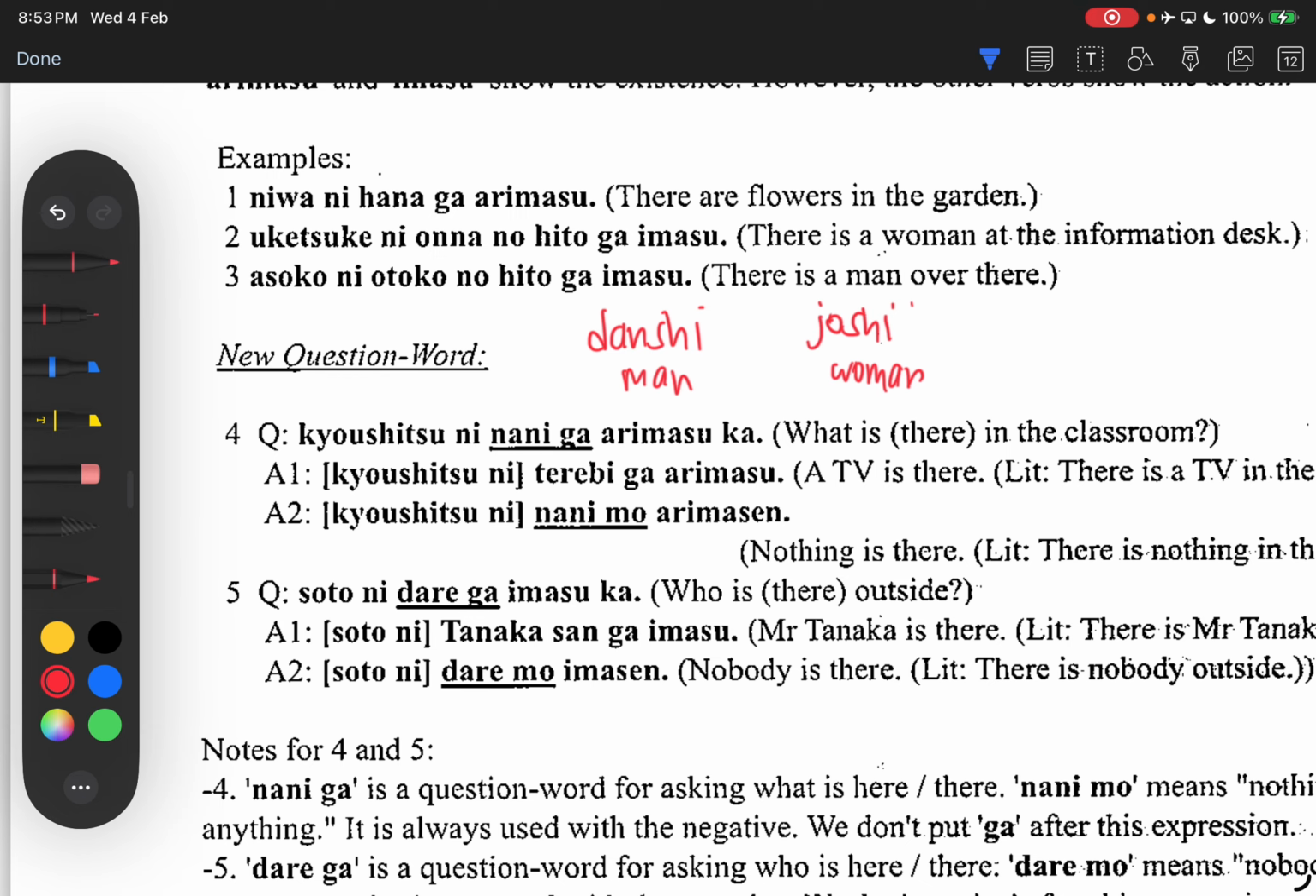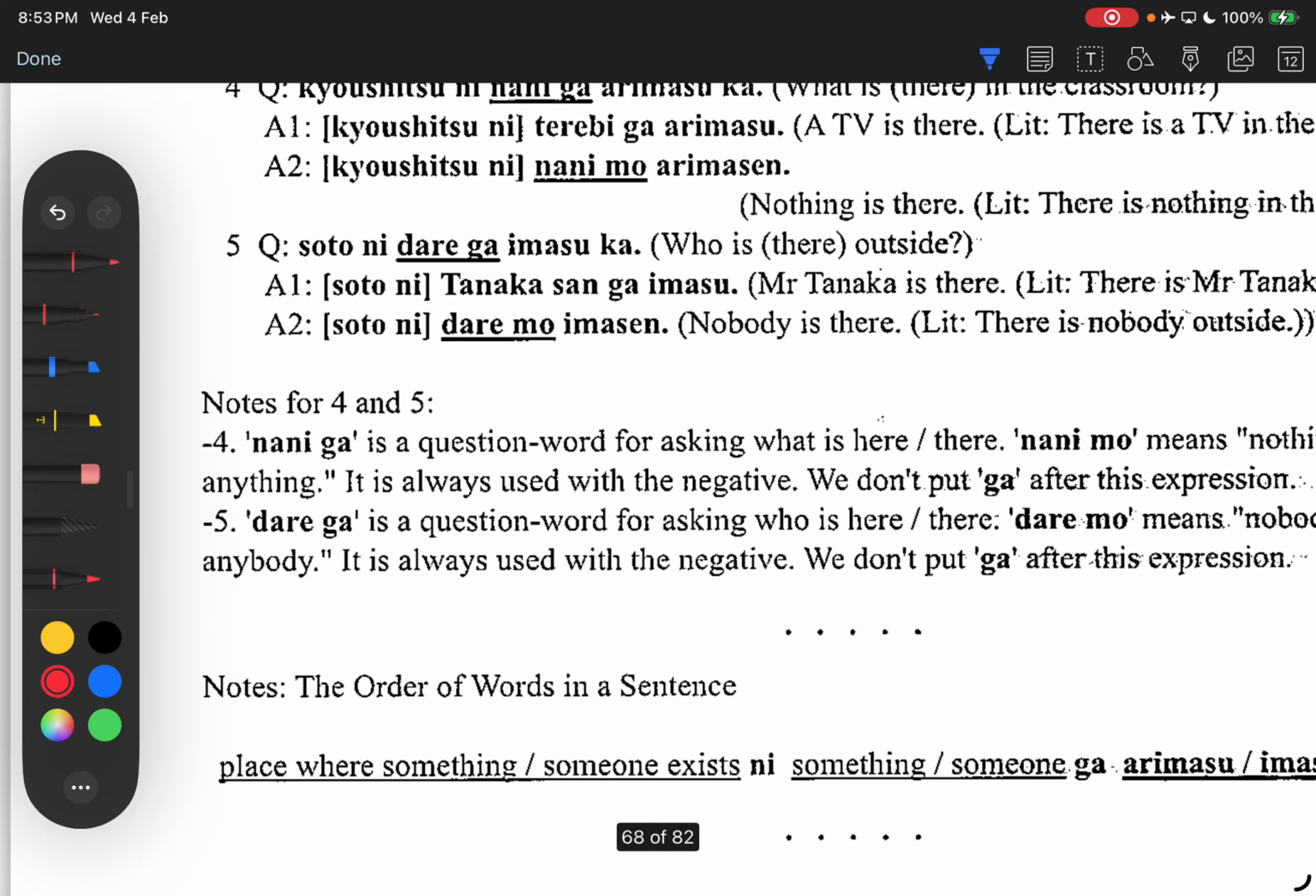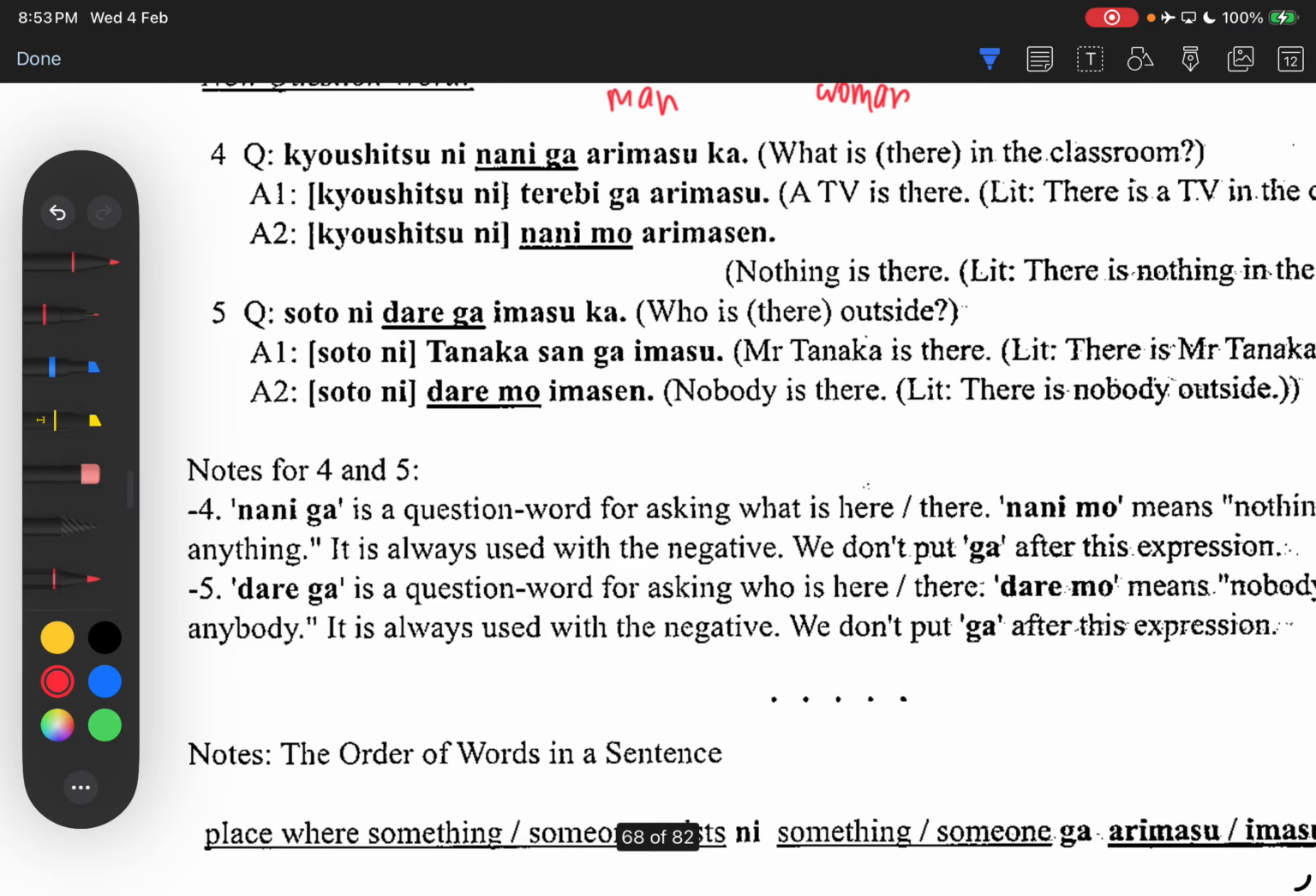Okay, number 5. 誰がいますか? So います usually refers to human, right? So for human we use who, we don't use what. So 誰がいますか? So who is there? So Tony is outside. We'll talk about this in a while. After the conversation, we'll talk about the position.